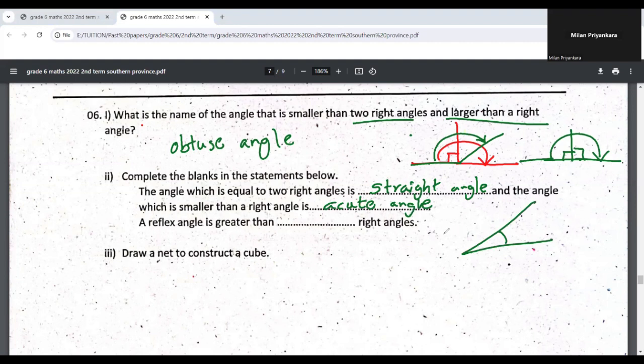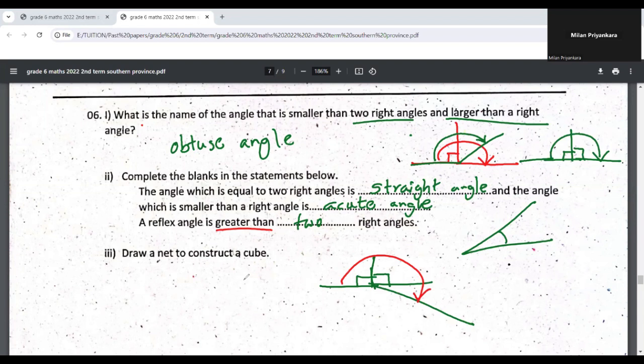A reflex angle is greater than two right angles. So you know, two right angles means something like this. One right angle, two right angles, and if we come up there, then it is a reflex angle. So I think you get this. This is a reflex angle. It is greater than two right angles.